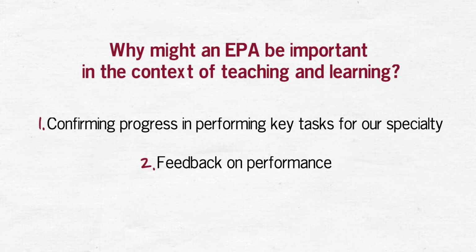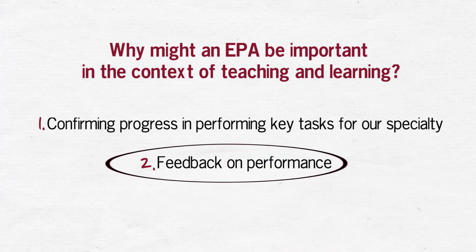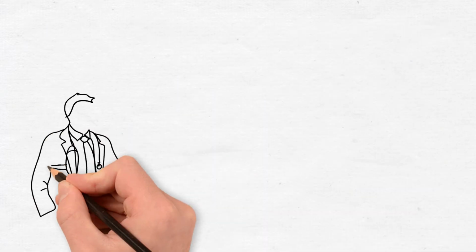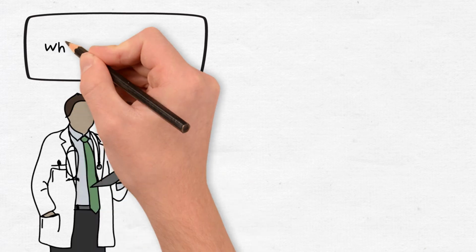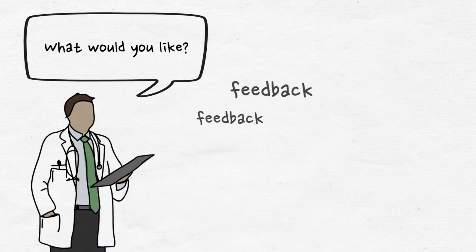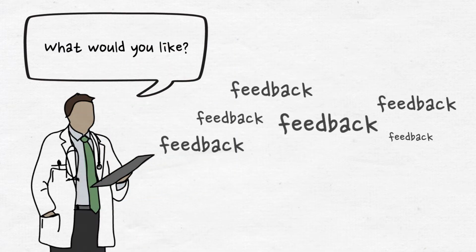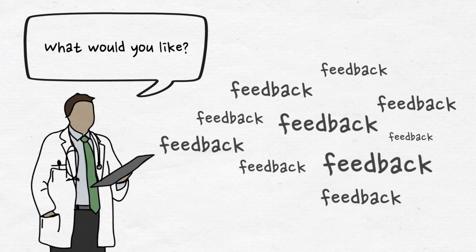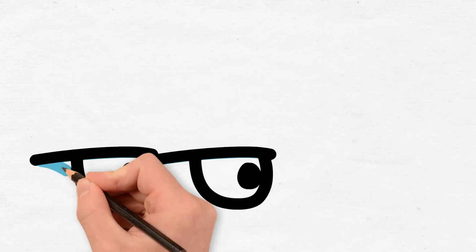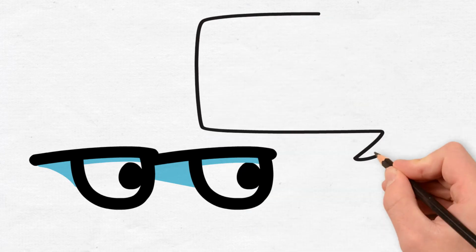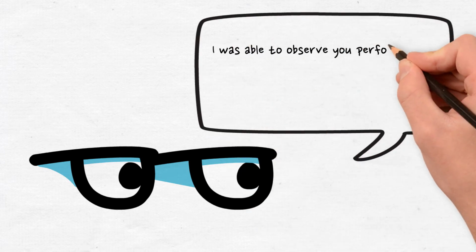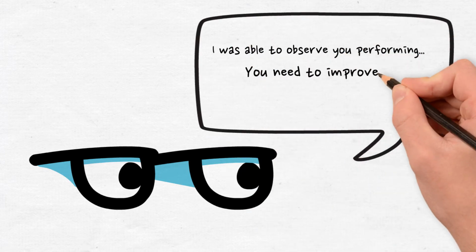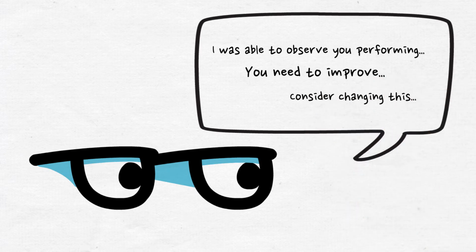Remember the other reason? The second one is feedback. For years, learners have been telling us they want more meaningful and helpful feedback. Feedback is one of the most effective ways to support a resident's growth and development. The most specific and meaningful feedback is based on what is directly observed. It is directly observing a specific EPA task and providing meaningful feedback about it.